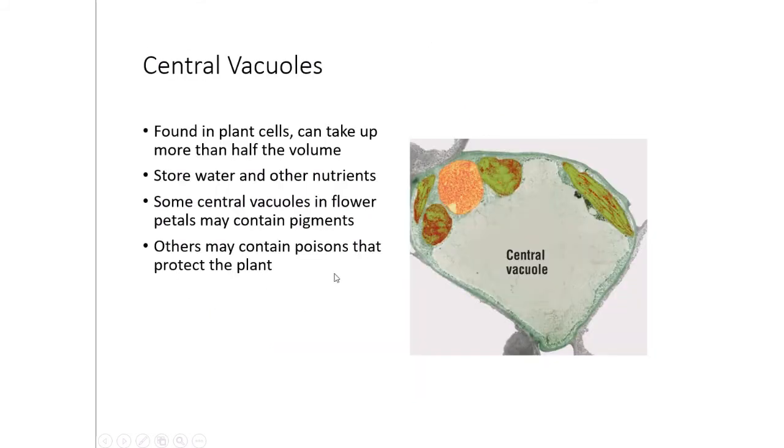Another thing that's found in plants are these big vacuoles, and big vacuoles often take up as much as 70 to 90% of the volume in a plant cell, and they are mostly important for storing water as well as nutrients. But in some cases, such as the cells of a flower petal, the central vacuole might contain some pigments that give the flower its beautiful colors. And in other cases, there might be poisons in these central vacuoles to protect the plant from being eaten by animals, for example.